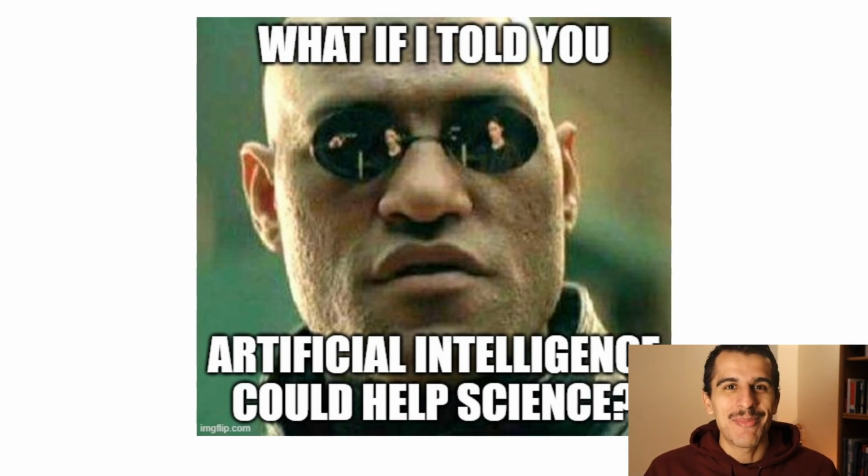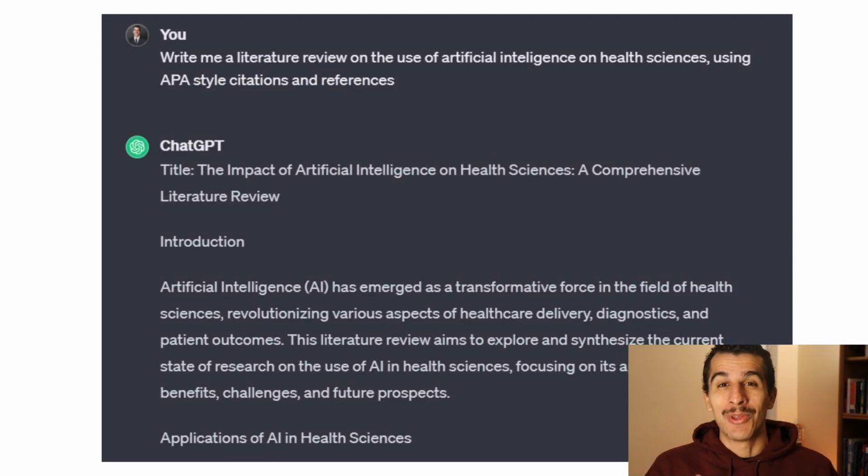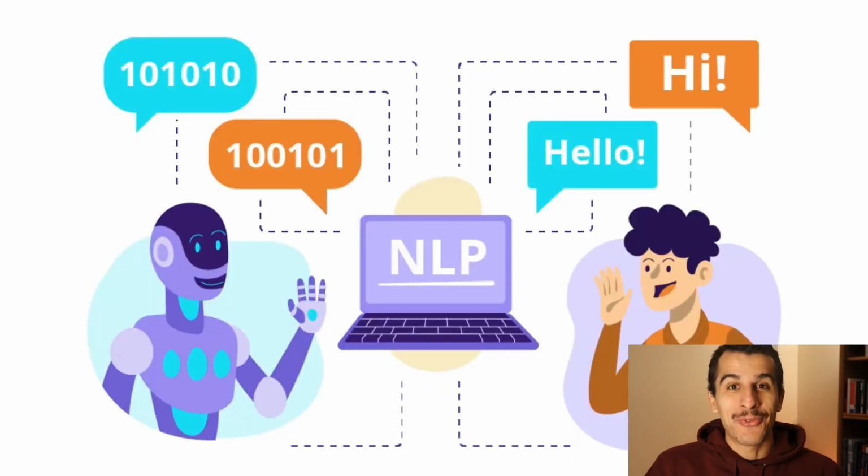And I'm not talking about using ChatGPT to write you a whole literature review with citations, although it can definitely do that. I'm talking about the field of natural language processing in general. Natural language processing is the specific field of artificial intelligence that deals with the problem of trying to make the computer understand text. It's a problem very hard to deal with.